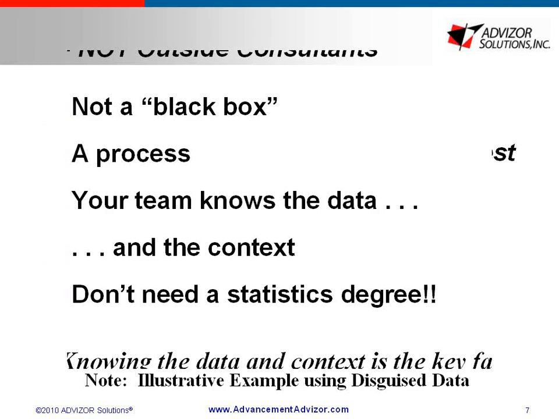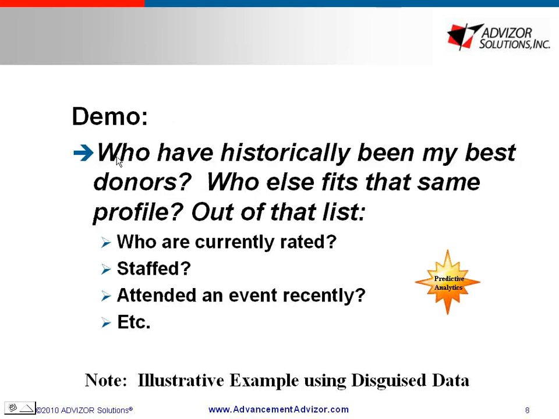So now we're going to look at a demo just to set up how this works. And we're going to explore who have historically been my best donors. Who else fits that same profile, and out of that list, who are currently rated, who's staffed, who's attended an event recently. And I want to point out this is an illustrative example using disguised data. The names have been changed, amounts, and so forth to protect the innocent.